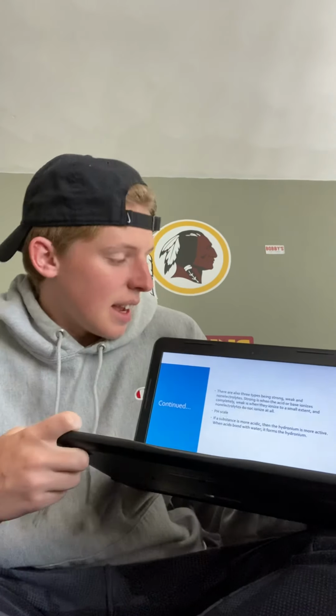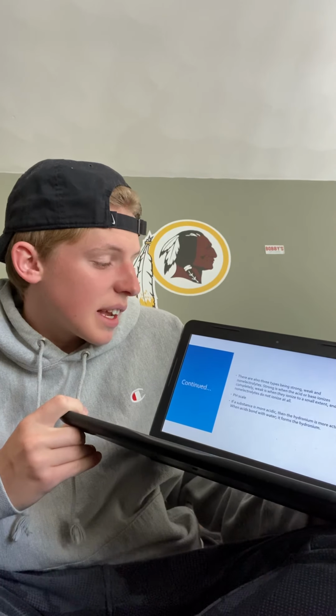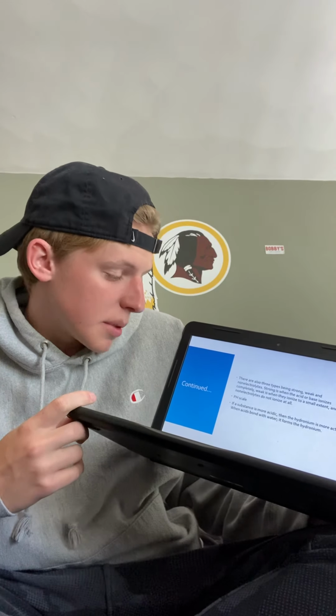Okay. Now, that's what many people use in school and in daily life to determine how acidic something is. The more acidic, the more dangerous it is to consume. Now, if a substance is more acidic, then the hydronium is more active.